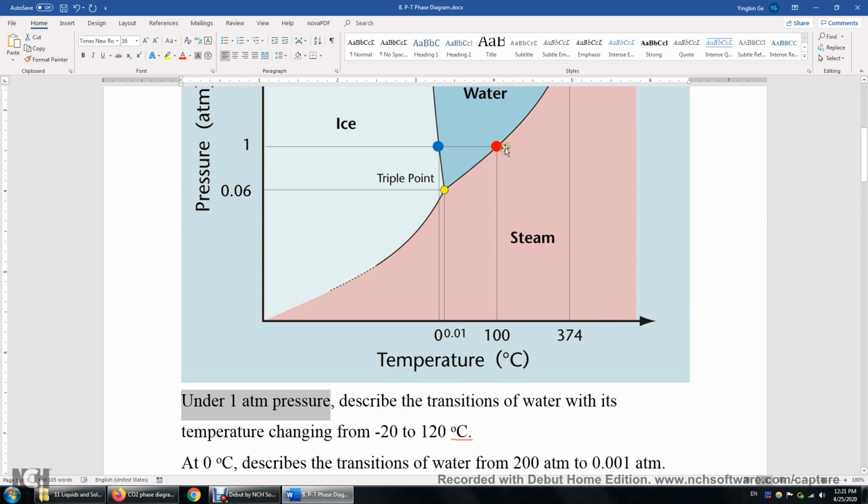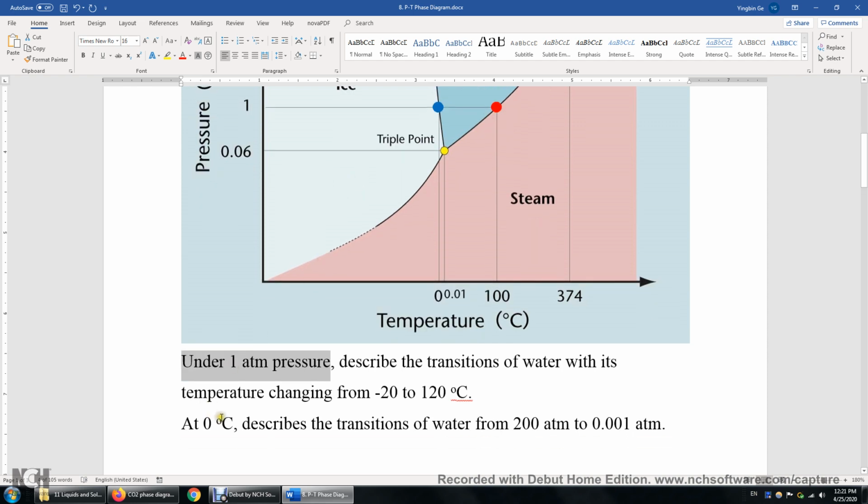So 120, we keep going from left to right. And over here, this is 120 degrees Celsius. So we're talking about heating up ice, the melting of ice, heating up liquid water, the vaporization of water, followed by this water vapor being heated up. So that's the transitions of water from -20 to 120 degrees Celsius.